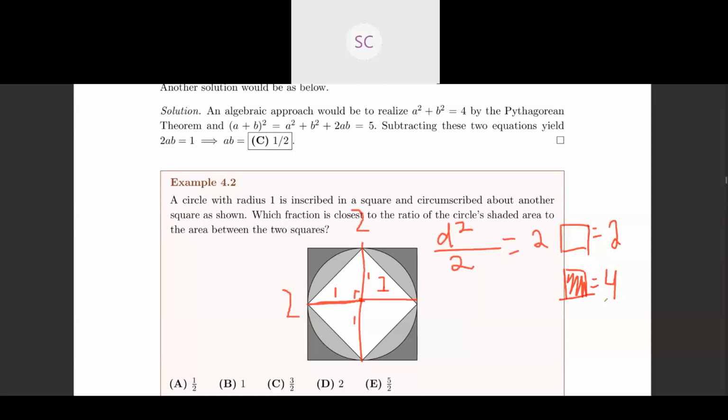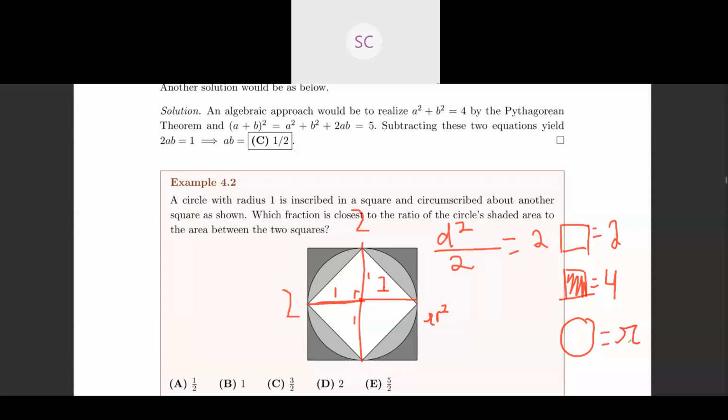Okay, now we're getting somewhere. But it seems like for now, let's try to get the area of the circle. That seems like a good plan, right? So the area of the circle, well, we already know that the formula for the area of the circle is pi r squared, right? And we know the radius of this circle is 1, so the area of the circle is just equal to pi, right?